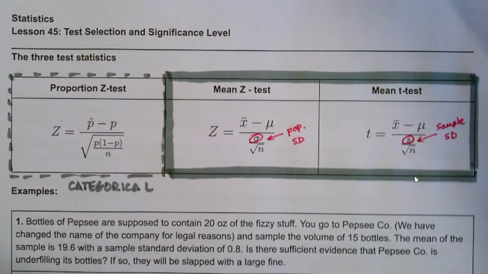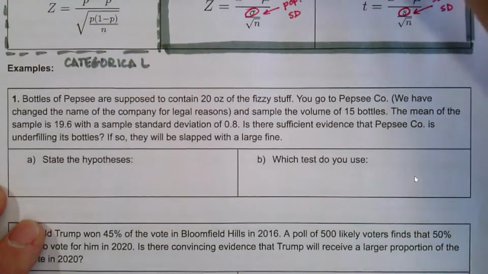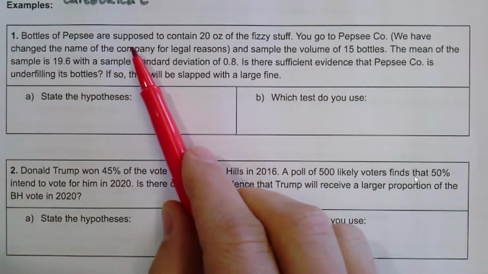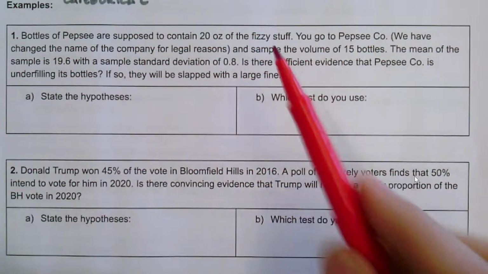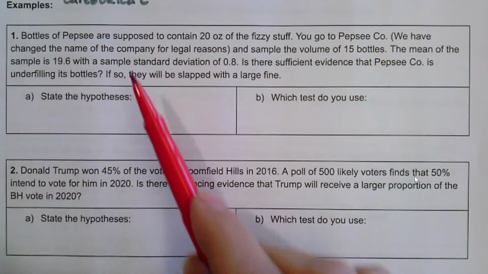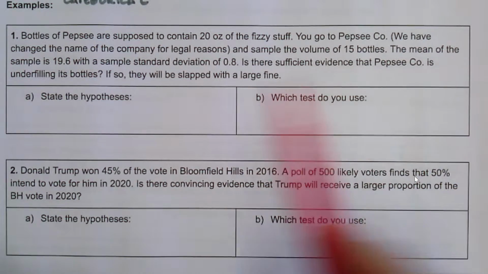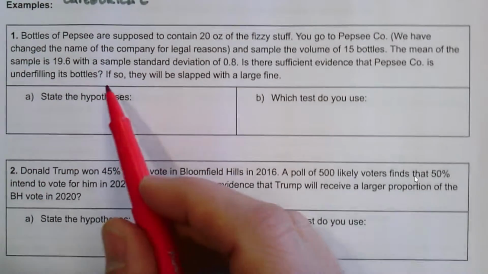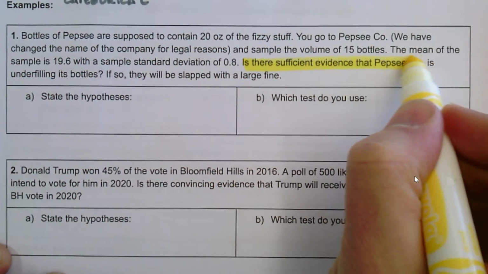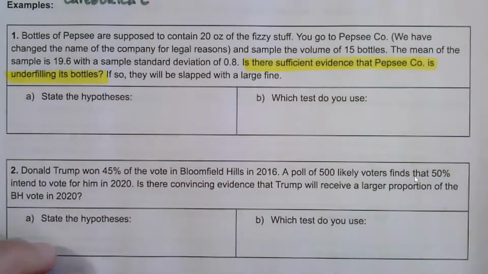Let's look at three situations. For each of these situations, I want you to write the hypotheses, and then I want you to identify which test to use. First one, bottles of Pepsi are supposed to contain 20 ounces of the fizzy stuff. You go to Pepsi Co., we have changed the name of the company for legal reasons, and sample the volume of 15 bottles. The mean of the sample is 19.6 with a sample standard deviation of 0.8. Is there sufficient evidence that PepsiCo is underfilling these bottles? If so, they get slapped with a large fine.